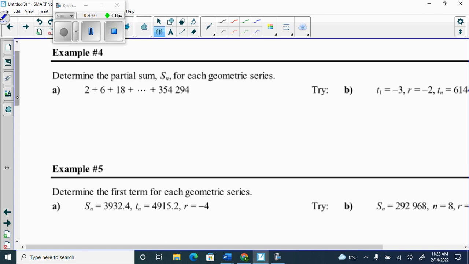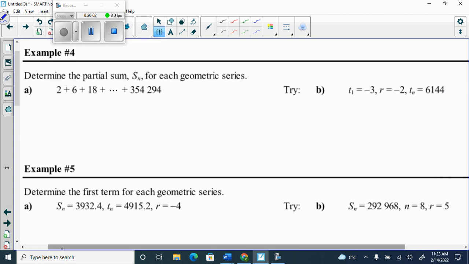What do you think's going to happen in these ones? It's going to get harder. I'm not going to give you n, but I'm going to give you Tn, which means you have to use the other formula. As long as you recognize it, neither of them is easier. What if you have both n and Tn? Then you have choices.